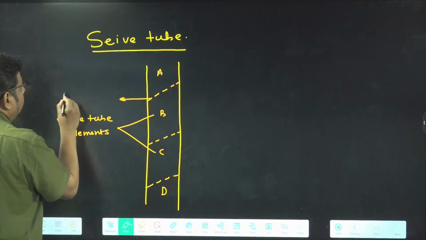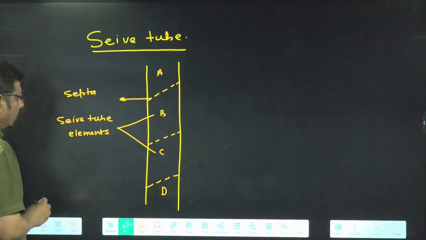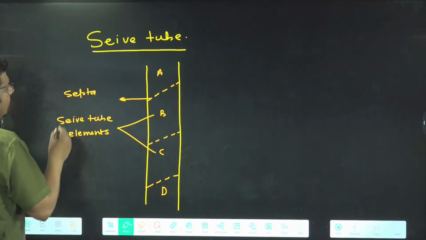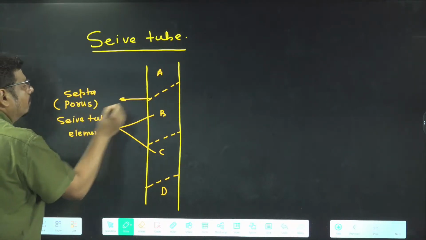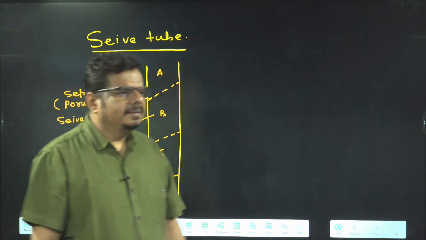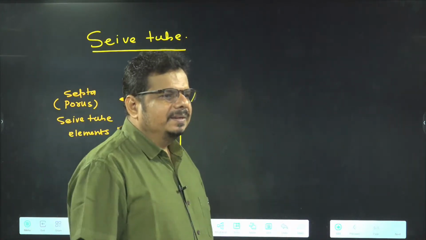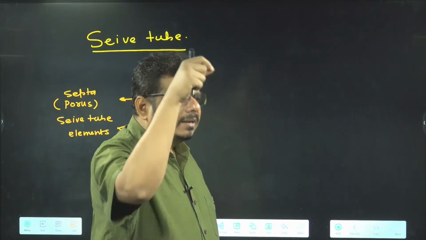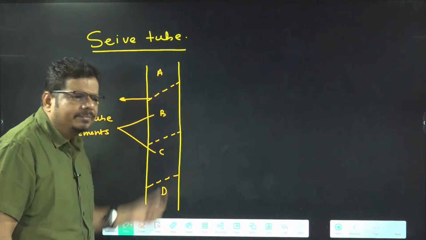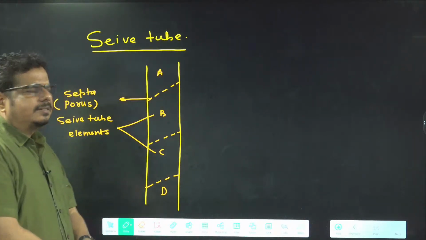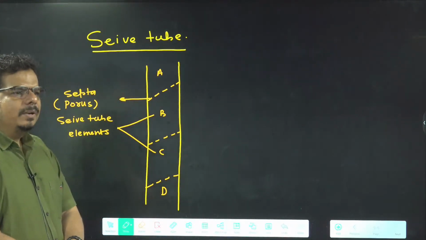Another thing we find about the sieve tube: this is the cross wall, septa. Septa, cross wall. Is it clear or not? So this is septa or cross wall, and this septa is porous. Many pores are present in this septa. And these pores are also called sieves. So these septa have sieves, and that is the reason this tube-like structure is called sieve tube.